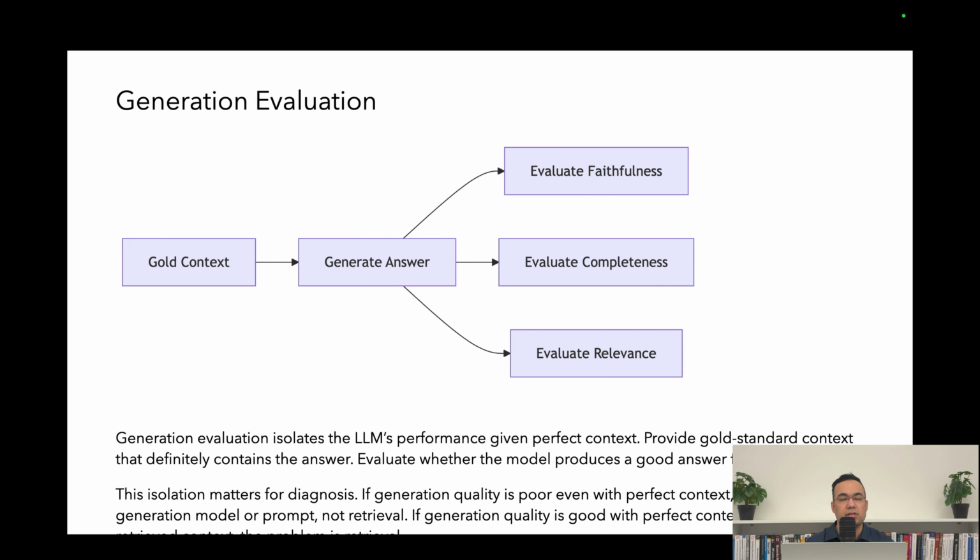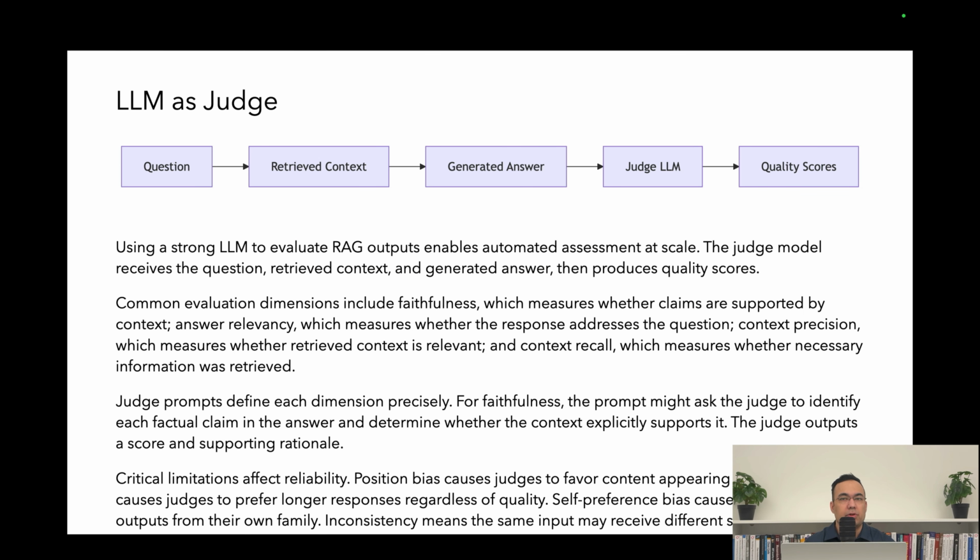Human evaluation remains the gold standard. Annotators rate responses on each dimension using defined rubrics. Human evaluation is expensive and slow. Automated evaluation with LLMs provides a scalable approximation for rapid iteration. Now let's talk about using LLMs to evaluate RAG outputs at scale. The judge model receives the question, retrieved context, and generated answer, and then produces quality scores.